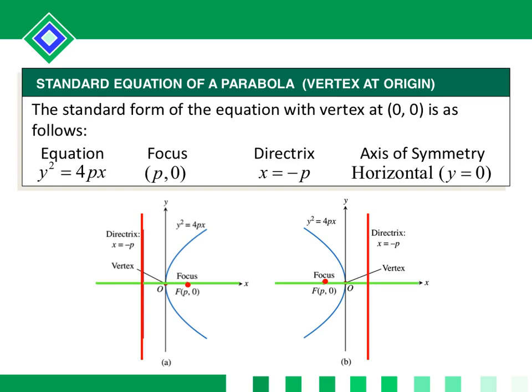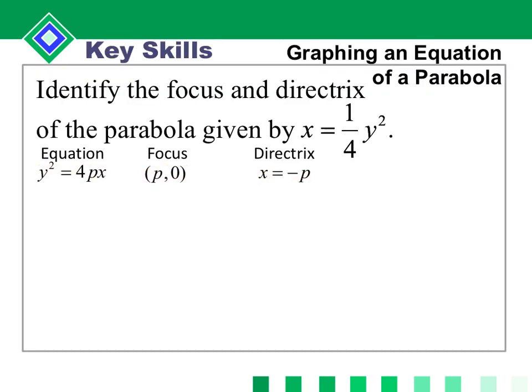What about if the parabola opens sideways? The equation is right there, with the focus and directrix, and the axis of symmetry is horizontal. You can look at the details on these diagrams. Okay, let's now do some examples, because examples will help us understand it more. Here we are told to identify the focus and directrix of the parabola. This is the equation given.